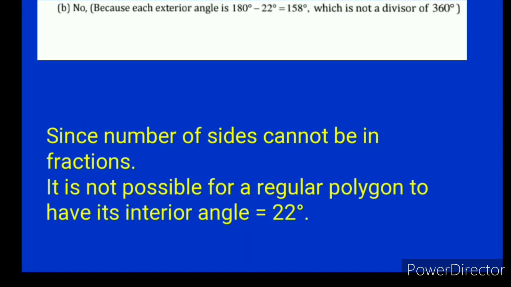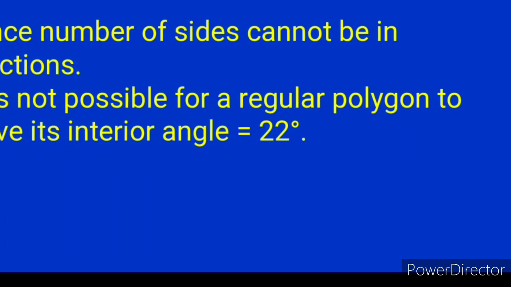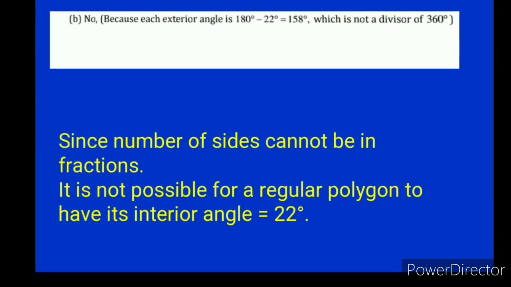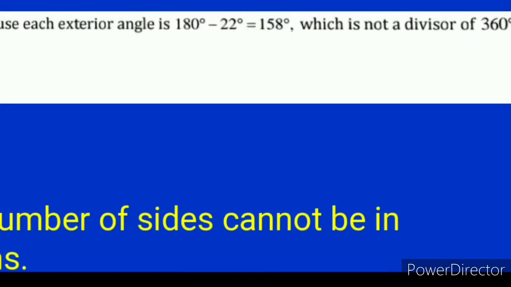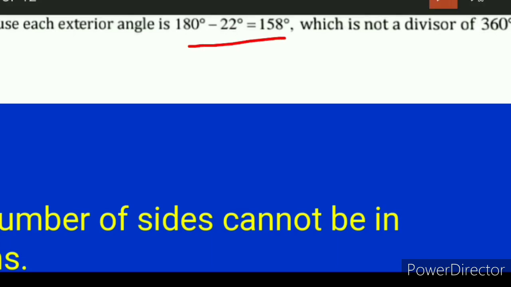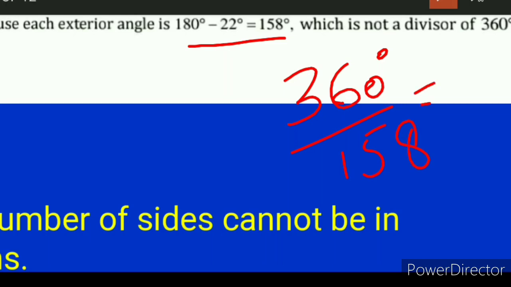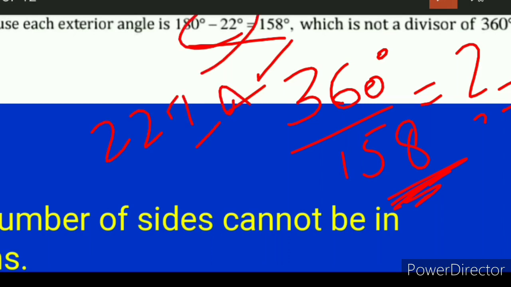Suppose 22 is an interior angle, then we can find the exterior angle using the linear pair angle condition. See, 158 degrees. If you divide 360 by that 158 degrees, then also you will get a fraction, not a whole number. Why are we finding 158 degrees? We are finding the exterior angle, because in the second question, 22 is an interior angle.